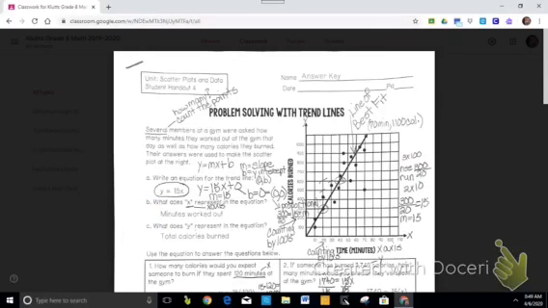B, what does x represent in the equation? You look at your x-axis at your label. Our label on the x-axis tells me it represents time in minutes. So my x means minutes worked out. What does my y represent in the equation? We look at our label on the y-axis, and it tells us that our y represents calories burned. So total calories burned.